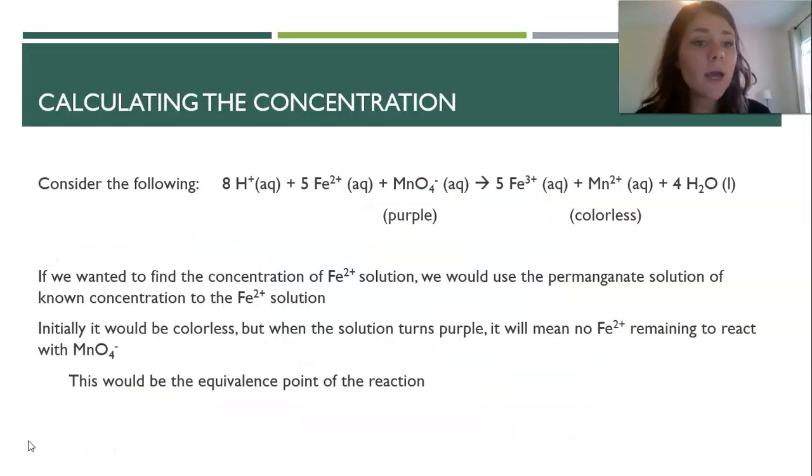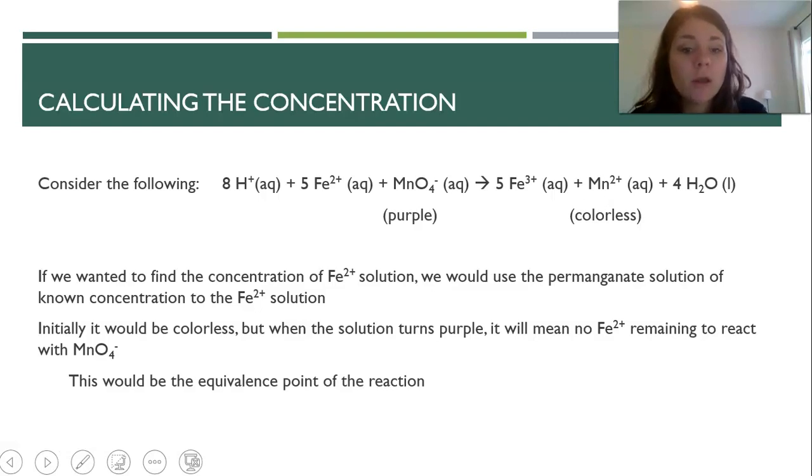All right, so calculating the concentration. Again, this is just using solution stoichiometry. Looking at this equation, it looks a little scary at first, but basically this is just going to be like a net ionic equation. Let's say we wanted to find the concentration of the Fe2+ solution. We would use the permanganate solution, this right here, of known concentration. At first the solution will be colorless, but when the solution turns purple, it means that there is no Fe2+ remaining to react with the permanganate. That would mean that the equivalence point of the reaction occurred.